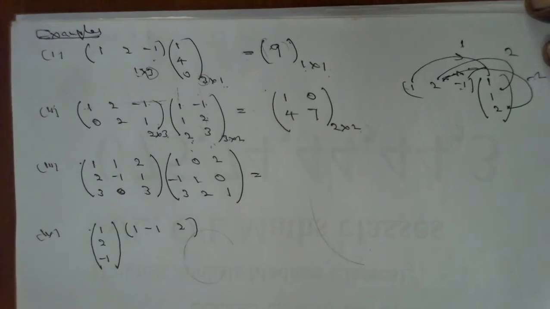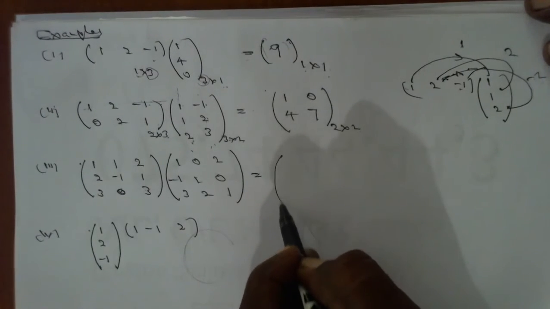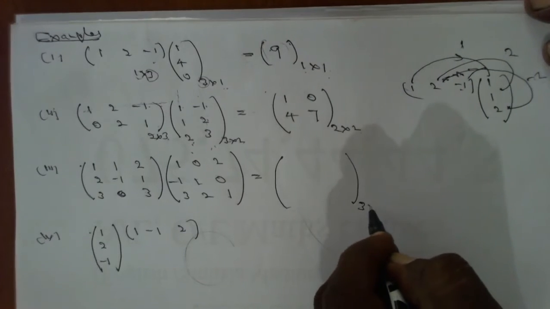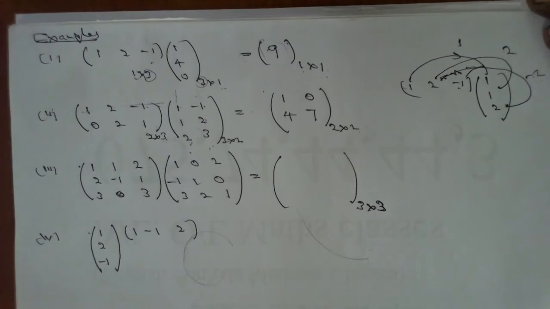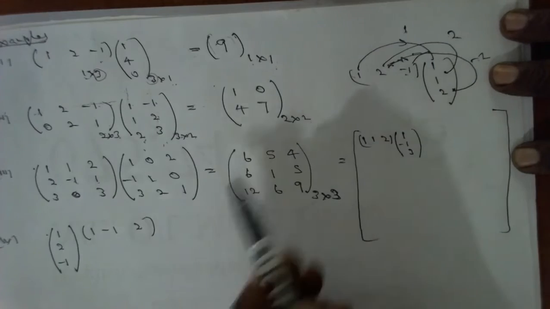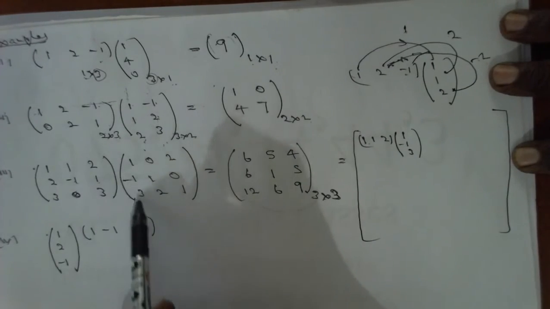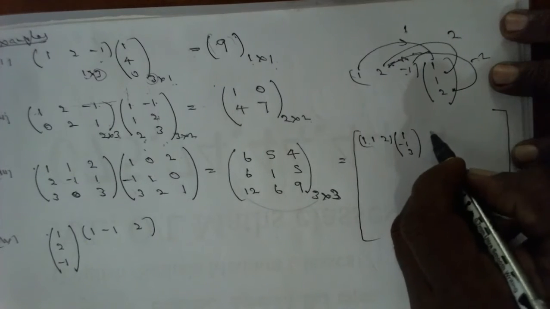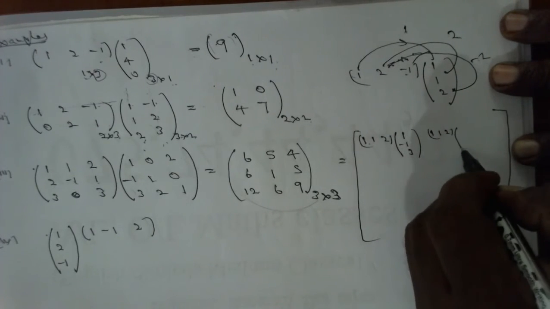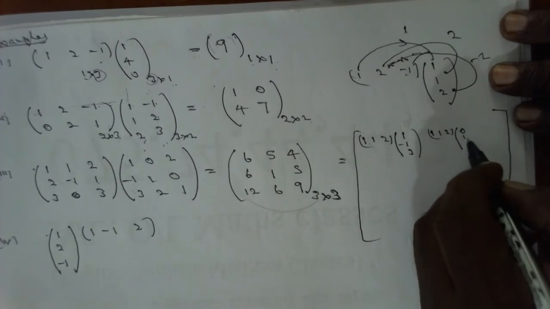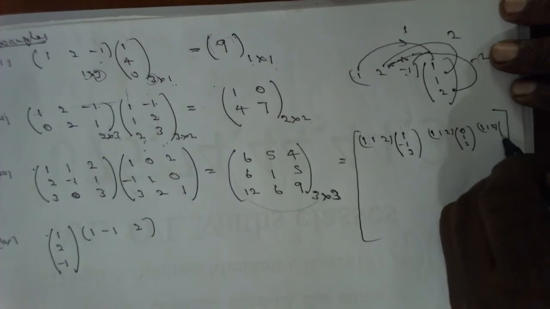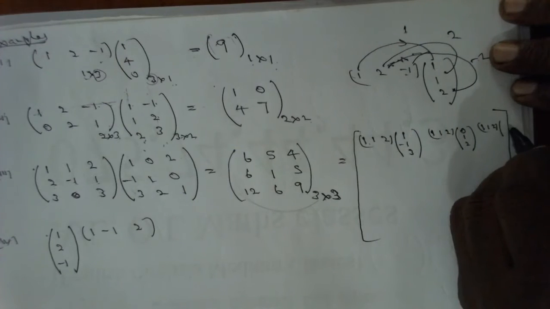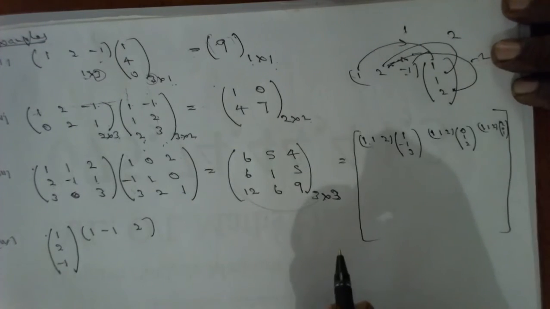The third one also. So this one will be 3 into 3 and 3 into 3, so it should be a 3 by 3 matrix. Okay, so I'm doing it. You can write like that. This is a plus this row and this column. Then here 1, 1, 2 and 0, 1, 2. This one, 1, 1, 2, 2, 0, 1, like that.